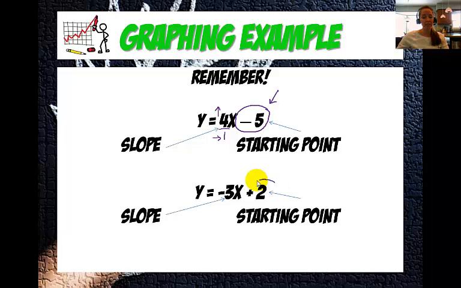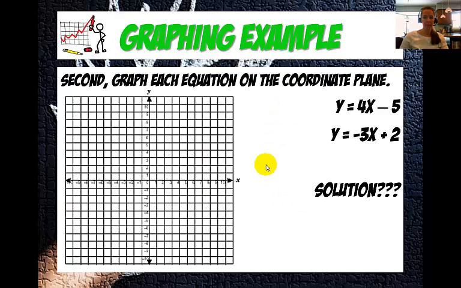Same thing is true for this next one. My starting point will be positive 2, and then I'll go from there down 3 over 1. So let's take a look. I'm going to go ahead and do this first one. Starting point on my y-axis, it's my y-intercept, negative 5. From there I'll go up 4 over 1, up 4 over 1, and so on.